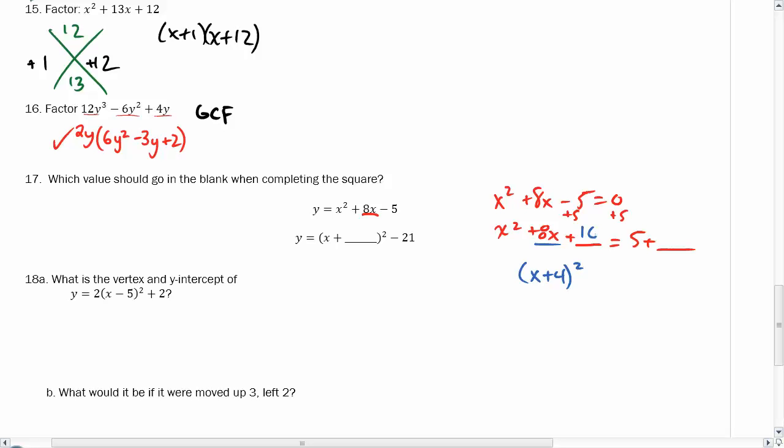Okay, what is 4 squared? 4 squared is 16. So then you'd have x squared plus 8x plus 16 equals 5 plus 16, which is 21. Well, we notice that there's no equals a number on this one, so you need to move this 21 back over to this side. Okay, so that would be x plus 4 squared minus 21, y equals. So what number went in the blank? 4. Because it's half of this number right here.